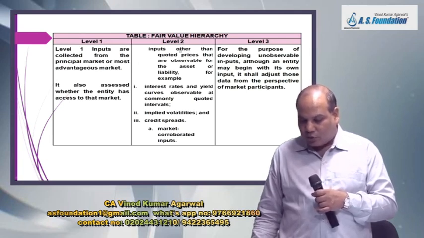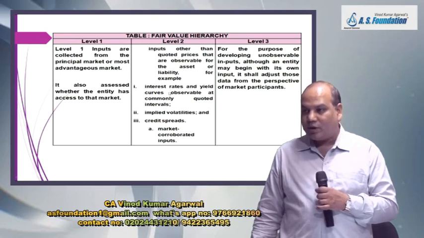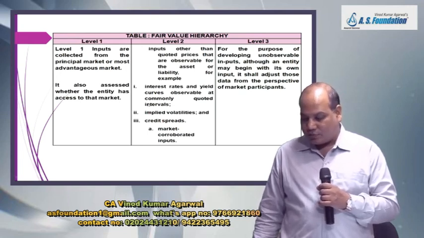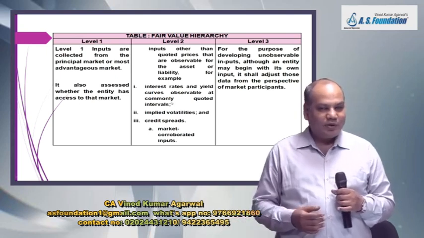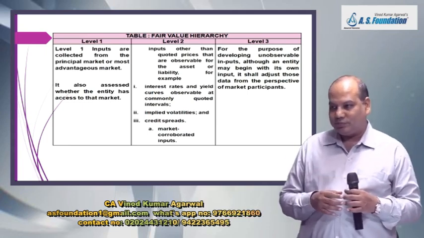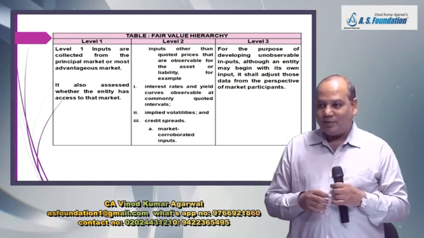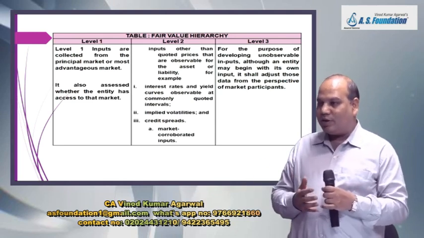And level 2, where will you go to find out this? Inputs other than quoted price that are observable for the asset or liability, for example, interest rate and yield curve observable at commonly quoted intervals. So you can take the interest rate yield curve. Sir, what is that? All this is taught in your financial management. If you have to value a bond issued by Tata Motors Limited, but suppose it is not traded, government bond yield is available. So I will take the government bond yield.